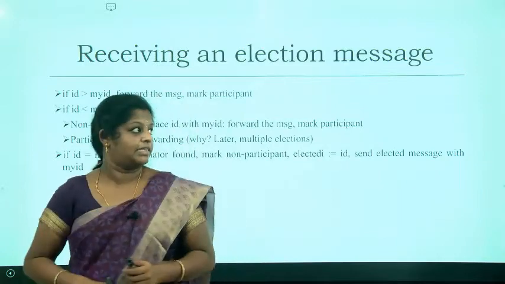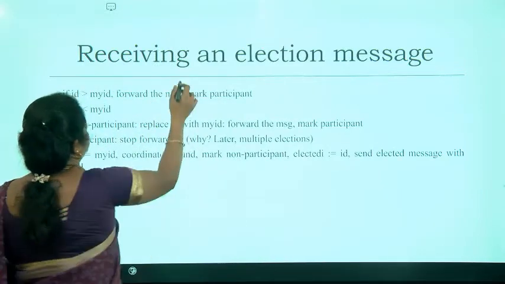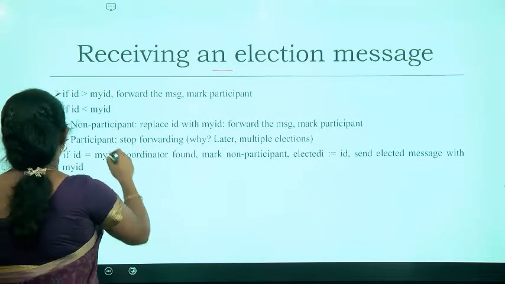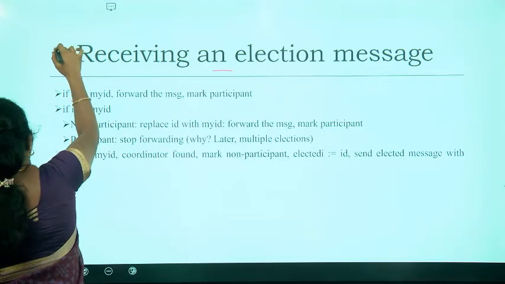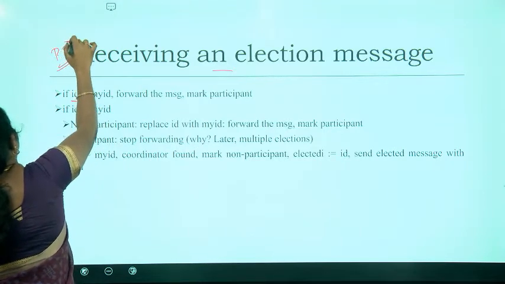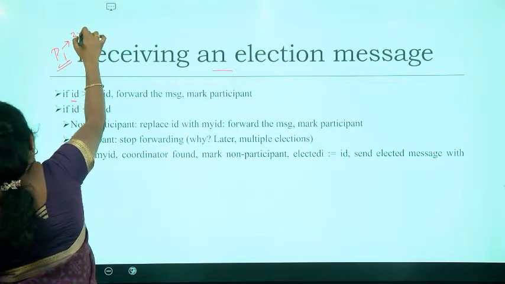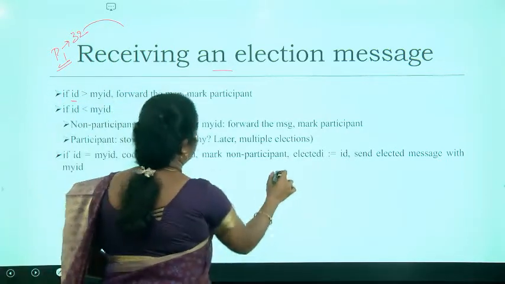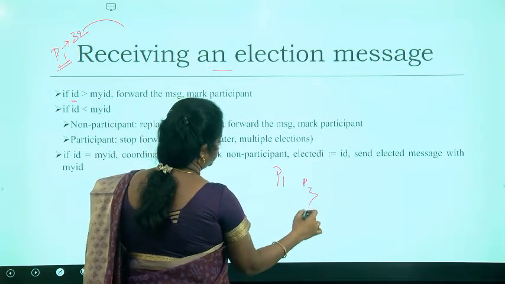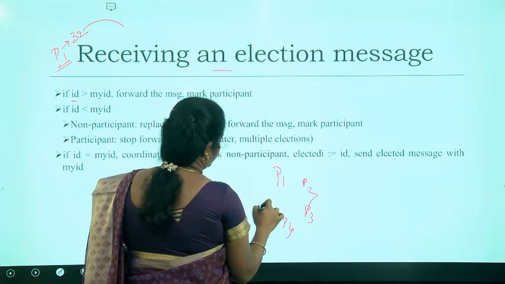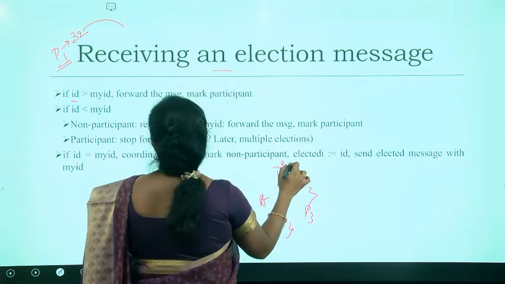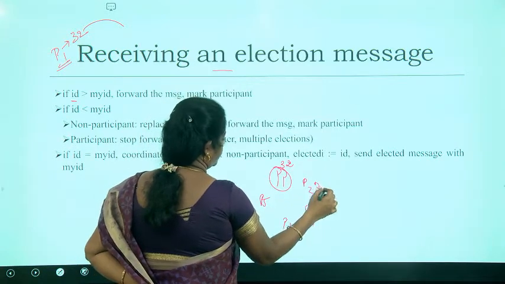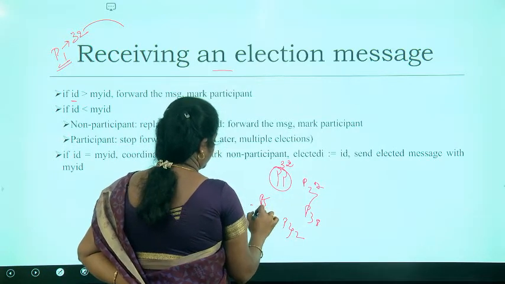Receiving an election message. How will it be received? As I told you, for example, participant 1 has an ID of 32 or something, and that is going to be circulated. See here, P1, P2, P3, P4, P5. This is the one which is going to be sent, announced as a participant. Its IDs are 7, 8, 2 and 70.